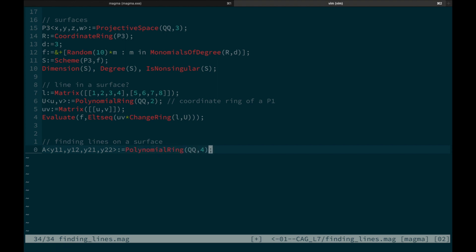I just created a polynomial ring in 4 variables with names y11, y12, etc. And what I'm trying to do here is to deal with an affine chart of the Grassmannian. Remember, these affine charts on the Grassmannian were isomorphic to A^4, to affine 4-space. And the way we related these 4 coordinates to lines was via the following matrix.